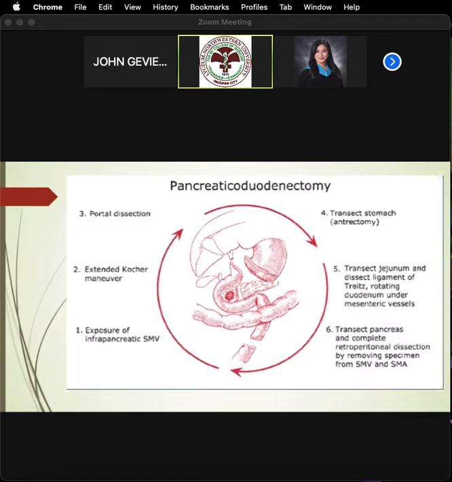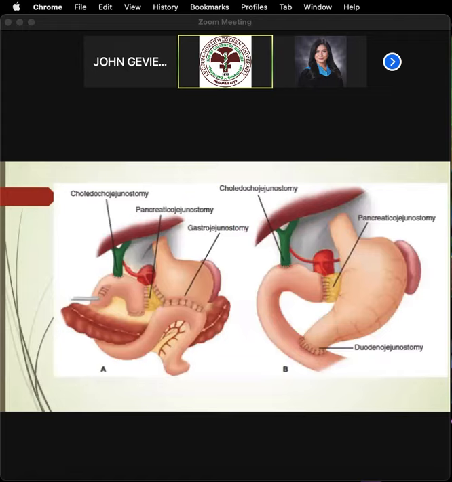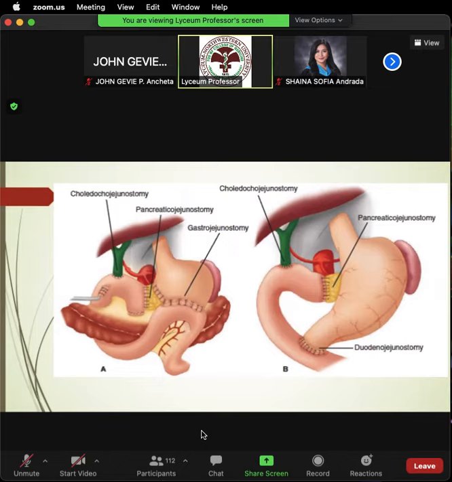Okay. So where do you transect your pancreas? At the neck. Okay. Just above your SMV and SMA. Okay, after doing the resection part, the first part of your Whipple's, you perform the reconstruction part. Okay, first you perform the pancreaticojejunostomy. Okay, you connect the remaining body and tail of the pancreas to a portion of jejunum. Then you have to reconstruct the biliary tree by performing choledochojejunostomy or hepaticojejunostomy.